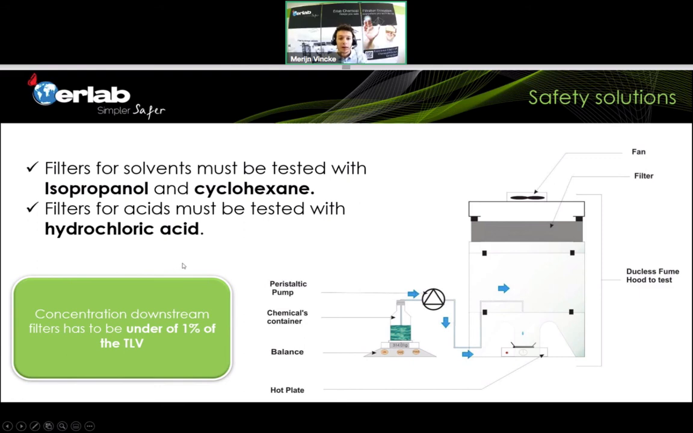So these are tested, for example, in the lab here at our lab by our R&D department with isopropanol and cyclohexane. And for filters for acids we use hydrochloric acid to test. We are always going to look for a result under 1% of the exposure limit value of the product that is released or that is used in the fume hood. So that's just to give you an idea that we not only have to test the containment, but we also have to test the filter efficiency and the way the activated carbon filter's performance is tested.